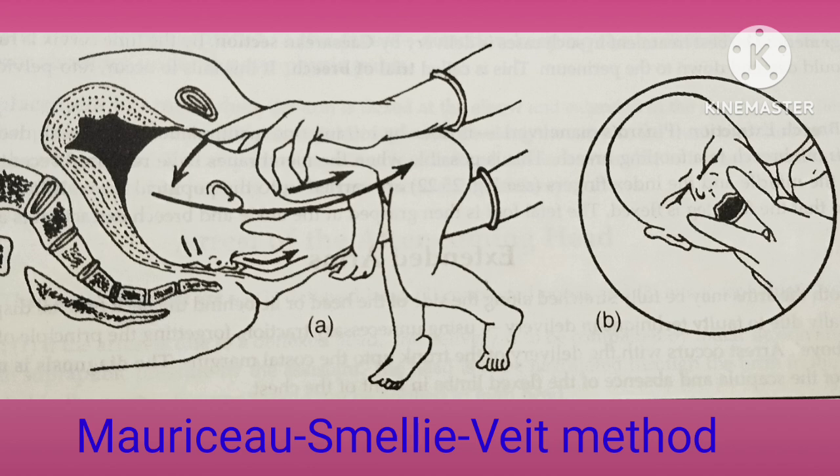Traction is now given in downward and backward direction till the nape of the neck is visible under the pubic arch. The assistant gives suprapubic pressure during the period to maintain flexion. Thereafter, the baby is carried in upward and forward direction towards the mother's abdomen, releasing the face, brow, and lastly the trunk is depressed to release the occipital vertex.